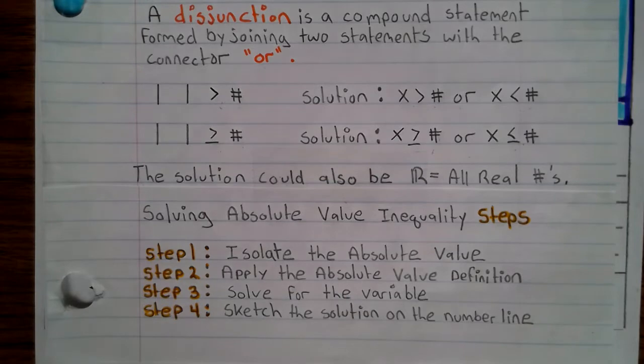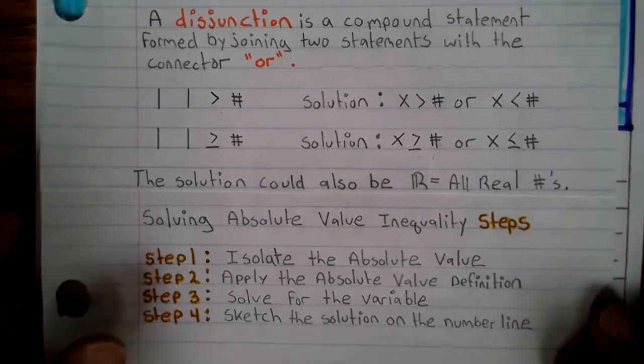Solving absolute value inequality steps. Step 1, isolate the absolute value. Step 2, apply the absolute value definition. Step 3, solve for the variable. Step 4, sketch the solution on the number line. All right, if you would update your notes. Now your notes are updated, let's take a look at the examples.